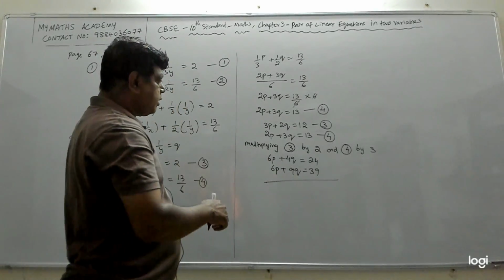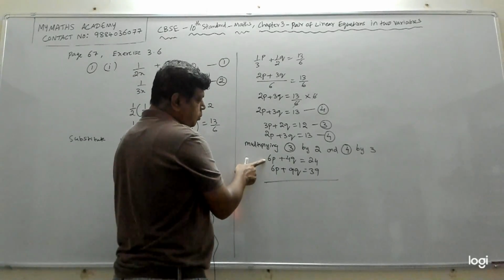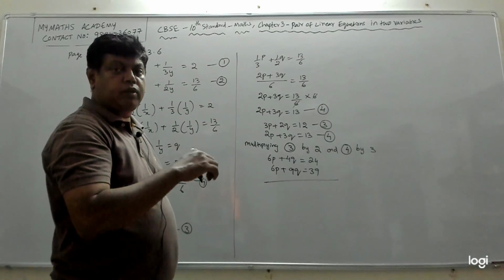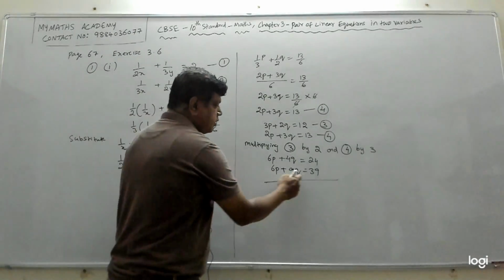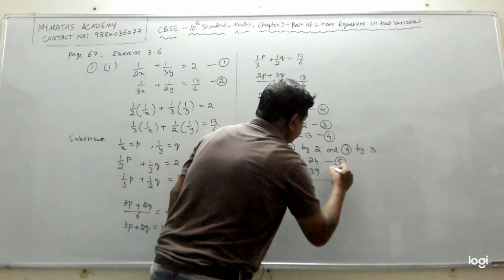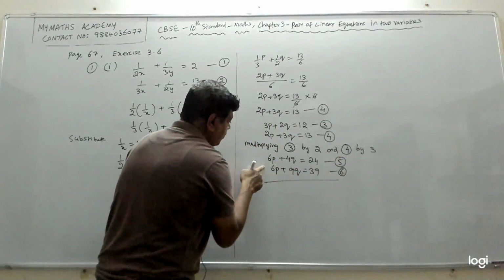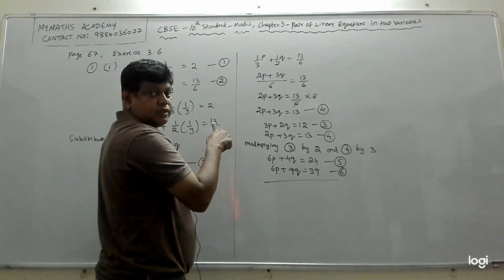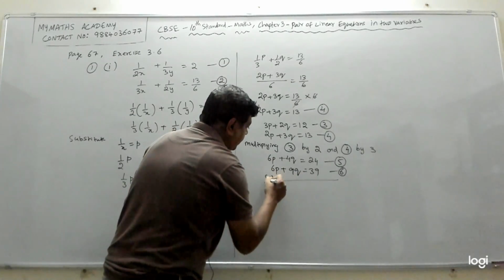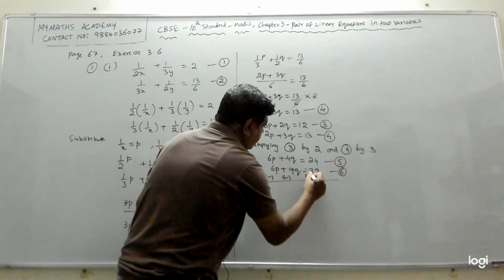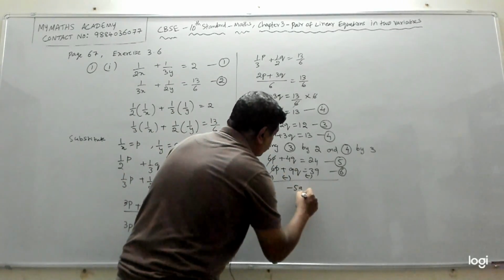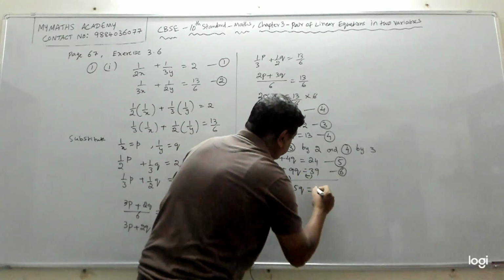Now we need to check whether the signs are different or the same. Here this is plus 6, this is also plus 6. When the signs are the same, we should subtract. Subtract meaning we have to change the sign of the below equation, which I can call equation 5 and equation 6. So this plus will become minus, this plus will become minus, this plus will become minus. Now 6p will get cancelled. 4q minus 9q is minus 5q, equal to 24 minus 39 is minus 15.